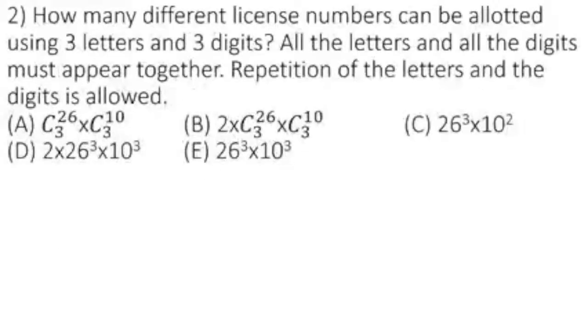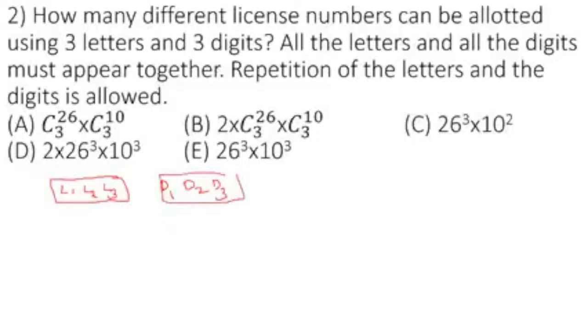How many different license numbers can be allotted by using 3 letters and 3 digits? All the letters and all the digits must appear together, and the repetition of the letters and digits is allowed also here. So guys, here the question is asking letters should be together. Similarly, the digits should be together here. So letters L1, L2, L3 should be together, as well as digits D1, D2, D3 should be together.